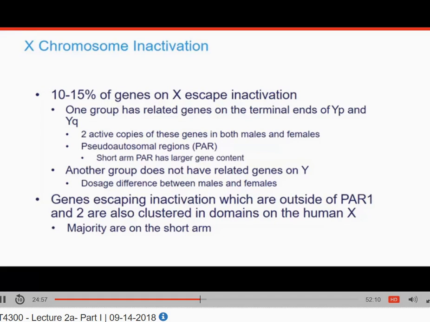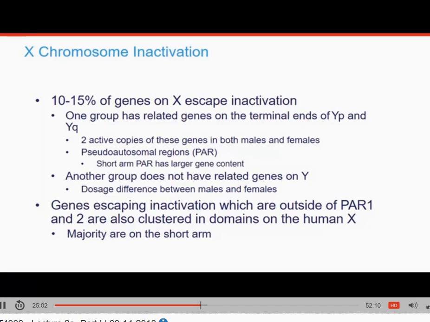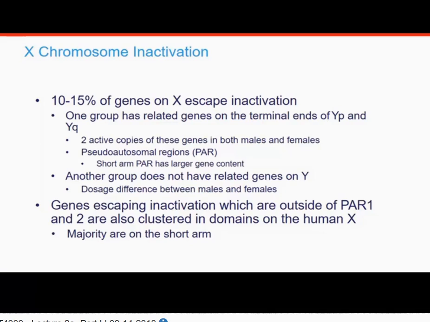Now, we also now know that at least 10 to 15% of genes on the X escape inactivation. There's one group, obviously, that's related to the genes on the Y chromosome, so the PAR1 and PAR2 regions, but there's another group that doesn't have related genes on Y. So there are some dosage differences between males and females, which I think is fairly understandable. We also found that the genes that do escape inactivation that are outside of PAR1 and PAR2 are clustered in domains, and a lot of those are on the short arm of the X, sorry.